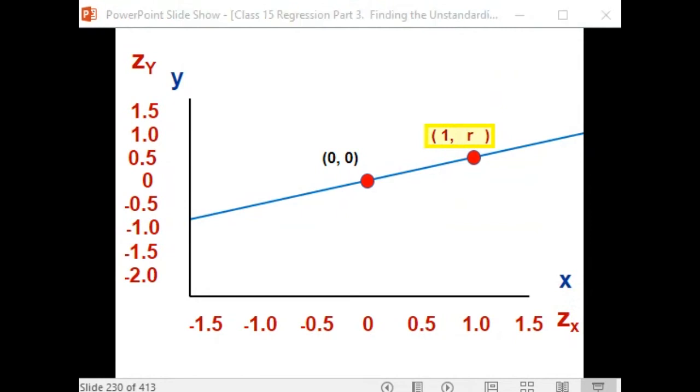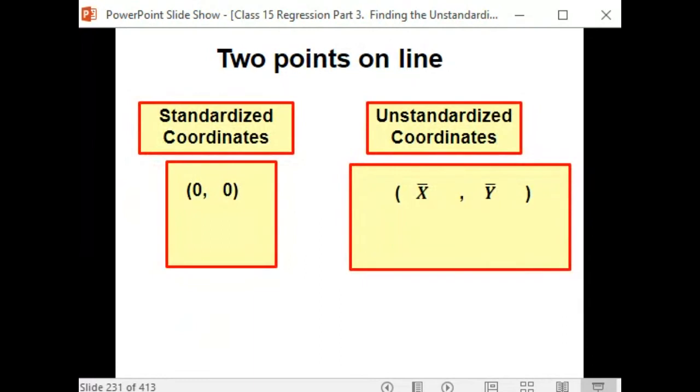So for this point, the z of x is equal to 1, and the z of y is equal to r. Put another way, the standardized coordinates of this point are 1 and r. And we're going to give this point a name just to help us remember it. We'll call this point the 1r point. So this is an important moment.